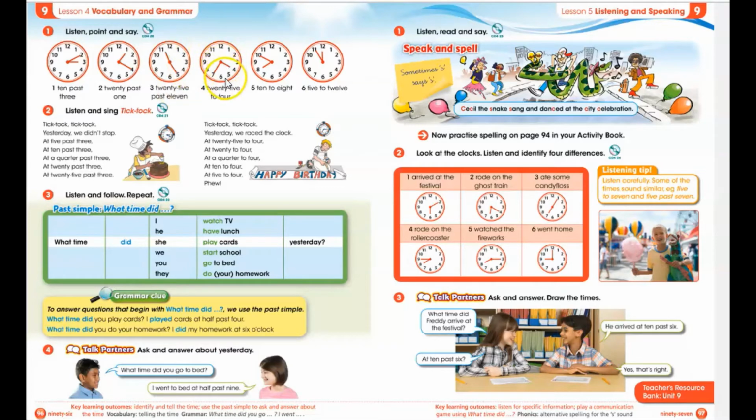Let's go number 4. Now, the big hand is pointing on this side of the clock. So we count from the 12 back this way, and we say to. 5, 10, 15, 20, 25, so it's 25 to 4. Good job.